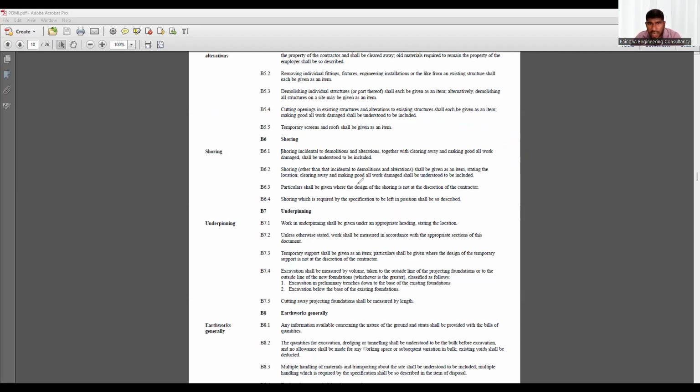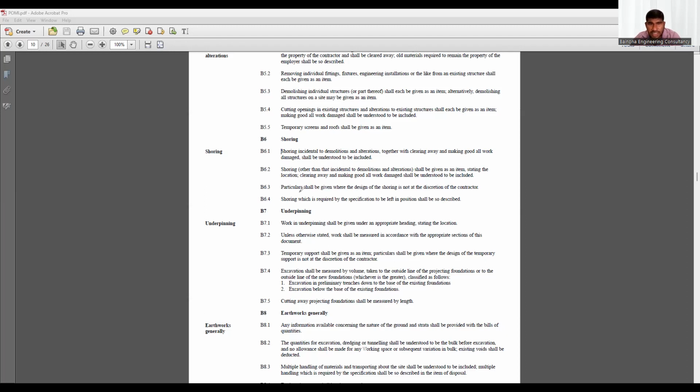So even though I'm following the standard here, I can modify it in the pricing preambles so that my shoring in this bill of quantities is measured in meter, not in item. So I didn't follow the item here. I followed and modified in the pricing preambles to be a meter. So that is the case.